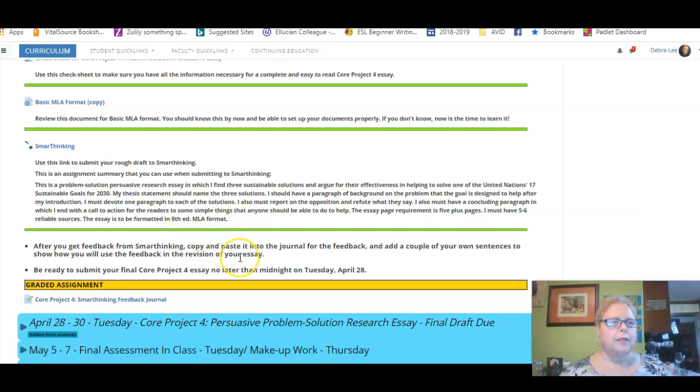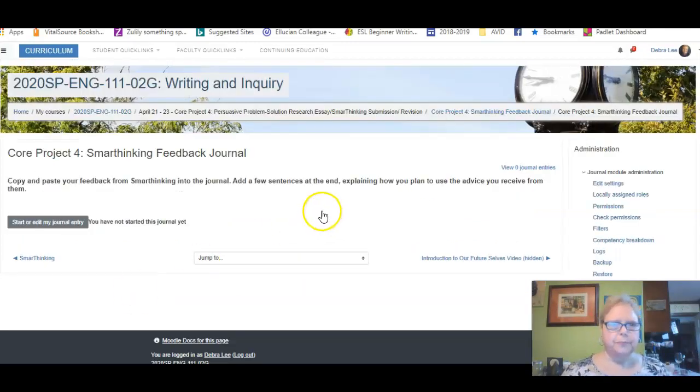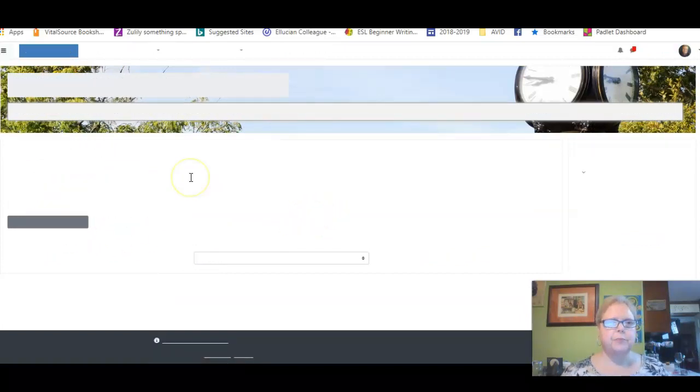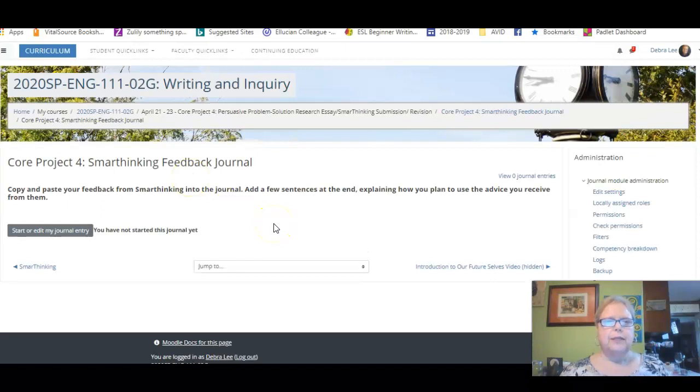When you get your Smart Thinking feedback back, you want to copy and paste it into this journal down here. For the Core Project 4 Smart Thinking Feedback Journal, you want to paste it in there and then add a couple of sentences. I'll click on the journal so you can see the directions, where it says copy and paste your feedback from Smart Thinking into the journal, and then add a few sentences at the end explaining how you plan to use the advice you receive from them. We did this for the rhetorical analysis, and you're doing the same thing for this one.